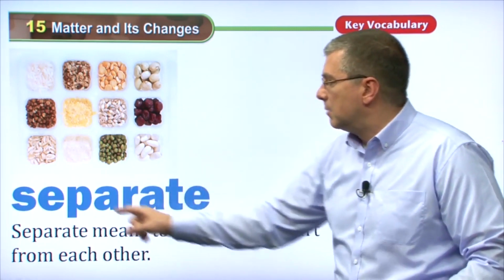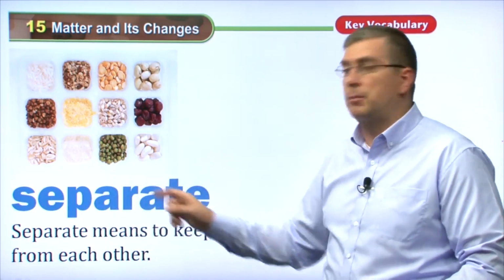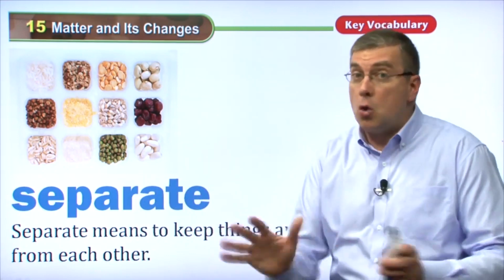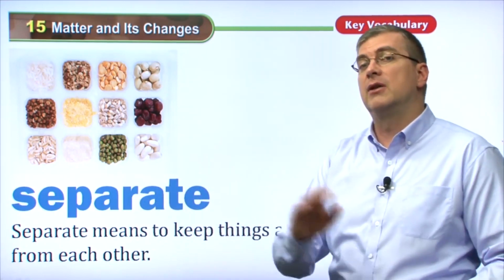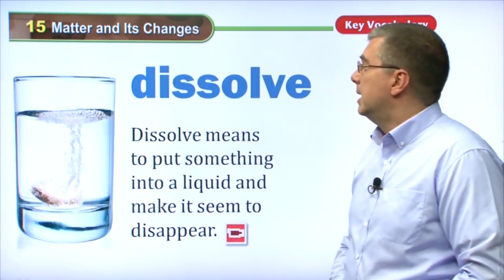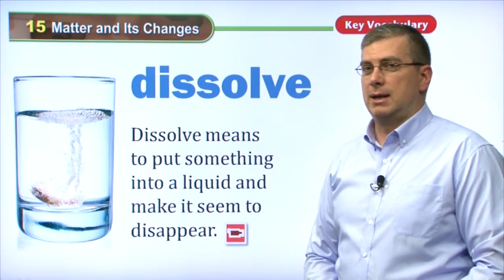They're not mixed up together. They're separate. They're kept by themselves. So separate means to keep things apart from each other. Separate is a verb, to keep things apart from each other. Don't mix them. It's the opposite of mixing. Separate is the opposite of mixing.